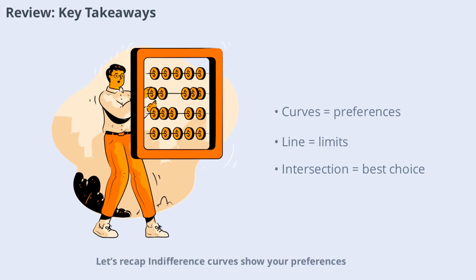Let's recap. Indifference curves show your preferences, budget constraints show your limits, and the point where they meet is where you maximize utility. Changes in income or prices shift your budget line and affect your choices. These tools are fundamental for understanding consumer behavior in economics.